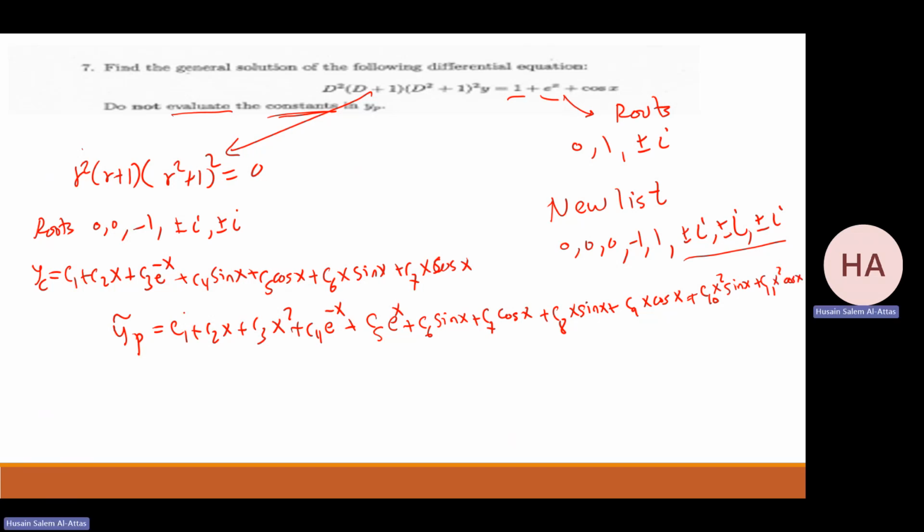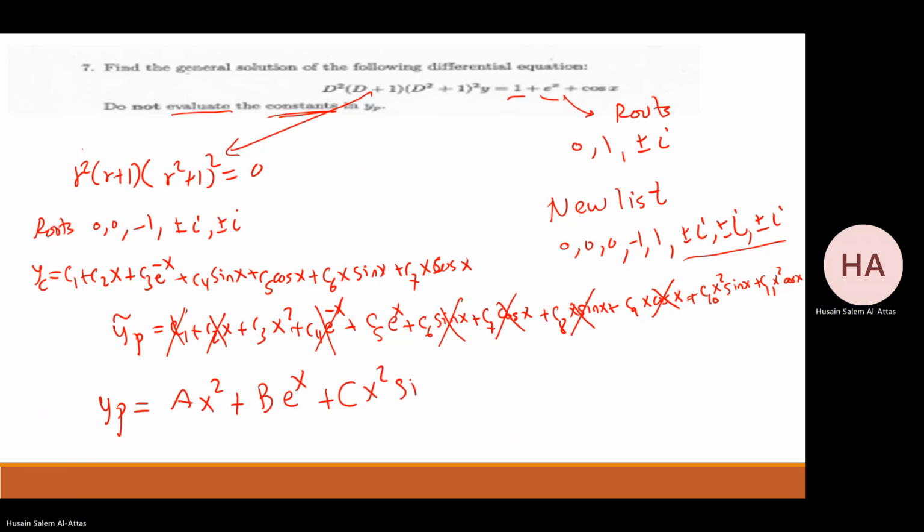I cancel yc, so I cancel this. e to the minus x is also cancelled. Sine, cosine, x sine, x cosine, all of this is cancelled. So the form of yp will be A x squared plus B e to the power x plus C x squared sine x plus D x squared cosine x. That would be the form for yp.